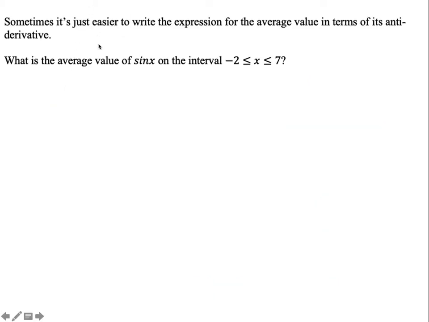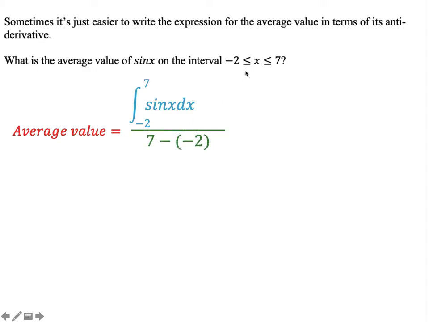Sometimes we don't even work with a graph, though. We just work with the definition of average value. So average value is the value of the definite integral from -2 to 7, over the width of the domain, which is 7 minus -2. So think about starting at -2 going to 7. That's going to be a width of 9.